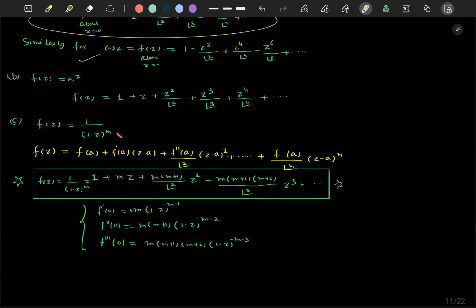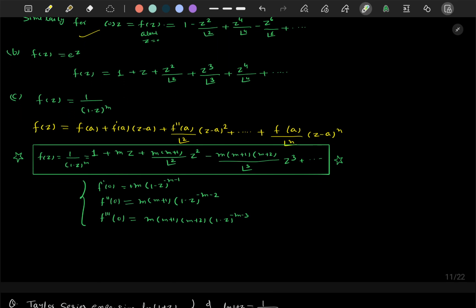Now, suppose we have the function 1 minus z raised to power m. So we know the expansion of the function f of z at z equal to a is f of a plus f dash a into z minus a plus f double dash a by factorial 2 into z minus a square and so on. So put z equal to 0, so we'll get 1. Then on differentiation, m will come out and the power will reduce to m minus 1. So this will be there at z equal to 0 only, m and z minus a, so at z equal to 0 only, z will be there.